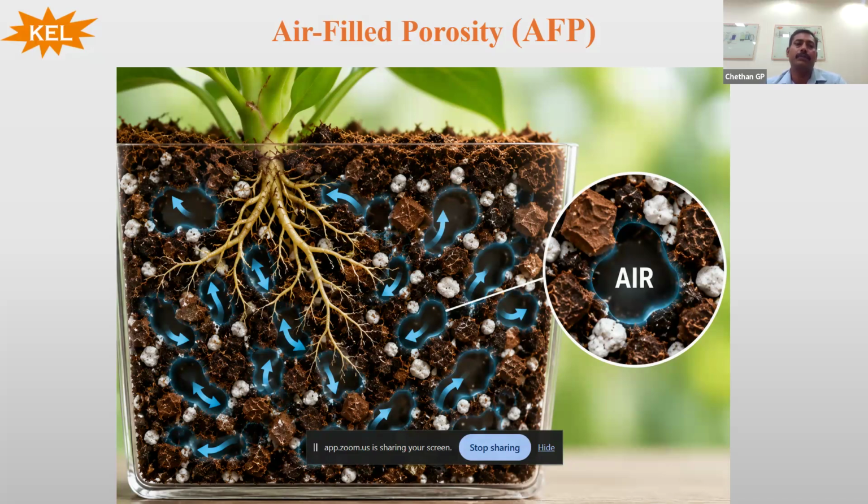Modern substrate formulations aim to maintain an optimum balance between water retention and aeration. Excessive water holding capacity without sufficient air spaces is undesirable, as is excessive drainage that leaves insufficient moisture available for roots. Air-filled porosity is therefore one of the most important properties to understand in substrate science.